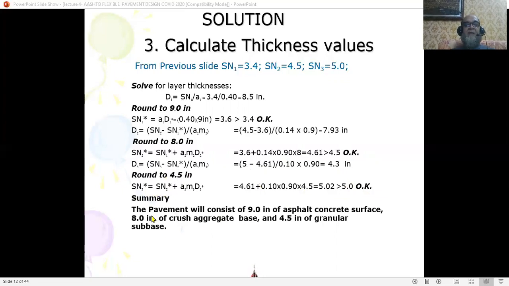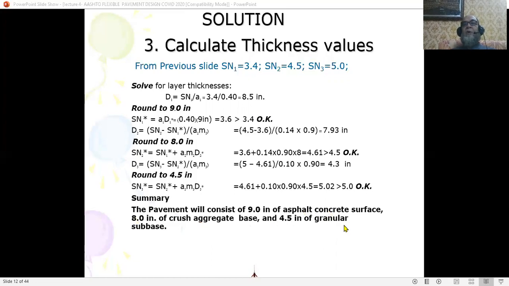Our pavement will consist of 9 inches of asphalt concrete course. Obviously, there will be a 2-inch asphalt bearing course, 7 inches of asphaltic base course, 8 inches of crushed aggregate base course, and 4.5 inches of granular surface.